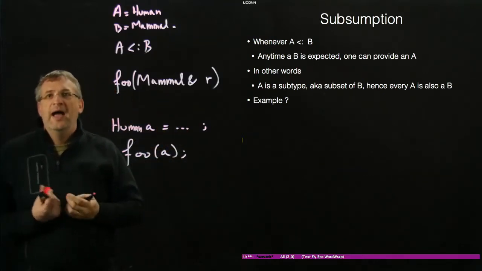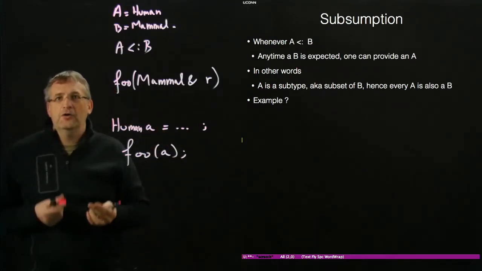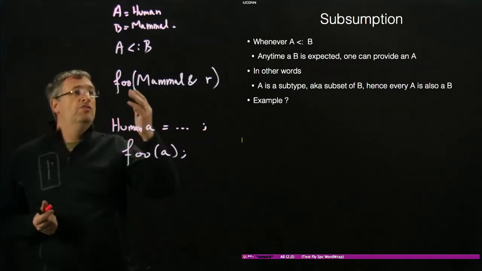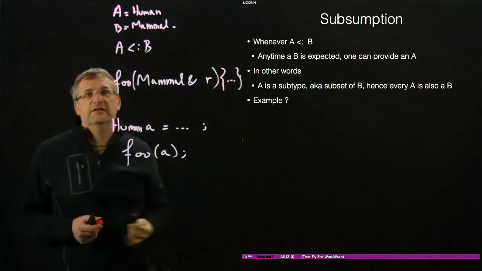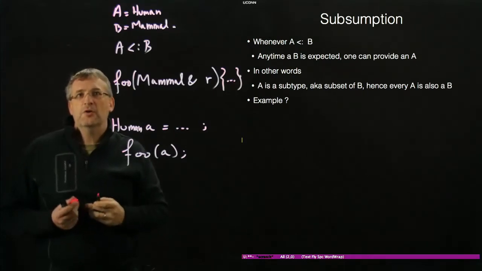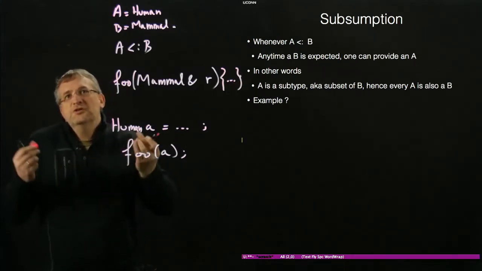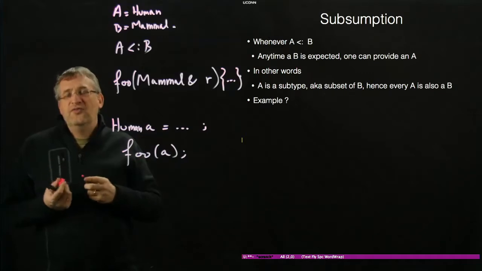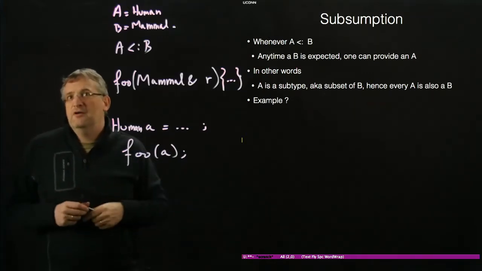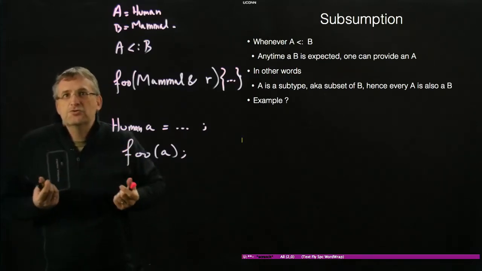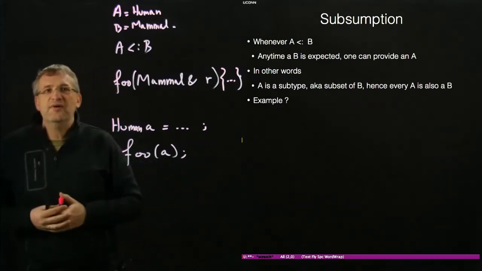But remember, every human is a mammal. A human is a mammal, so therefore nothing wrong will come out of executing the code that sits inside that function. That code is going to manipulate a mammal, and since a human is a mammal, it can only do the things that a mammal is willing to do. And since humans are mammals, they can do all the things that mammals do. So therefore this works perfectly fine.